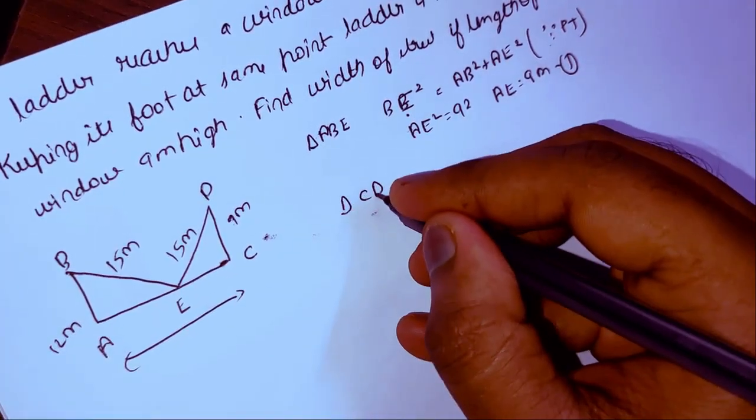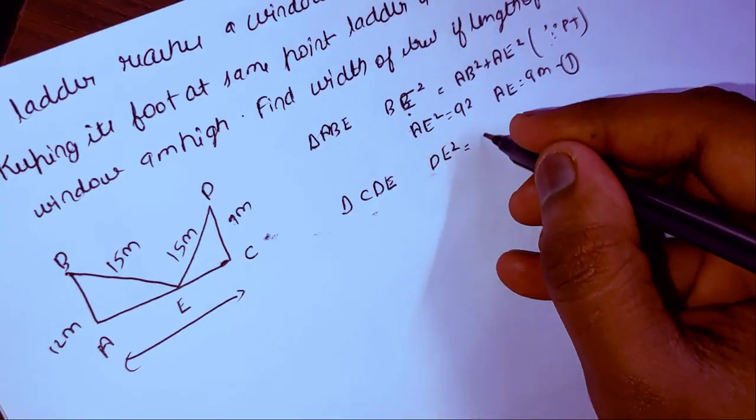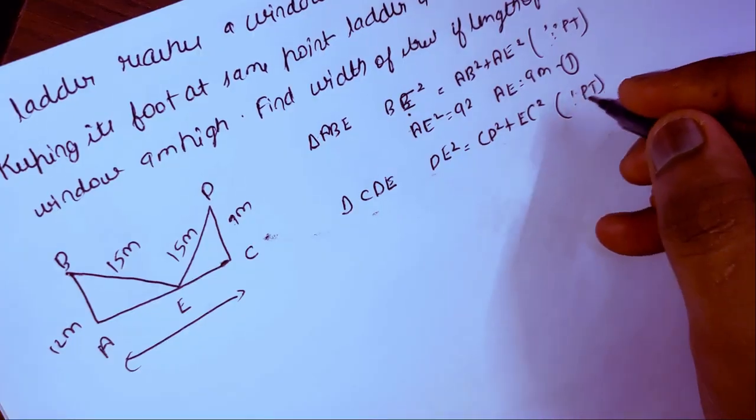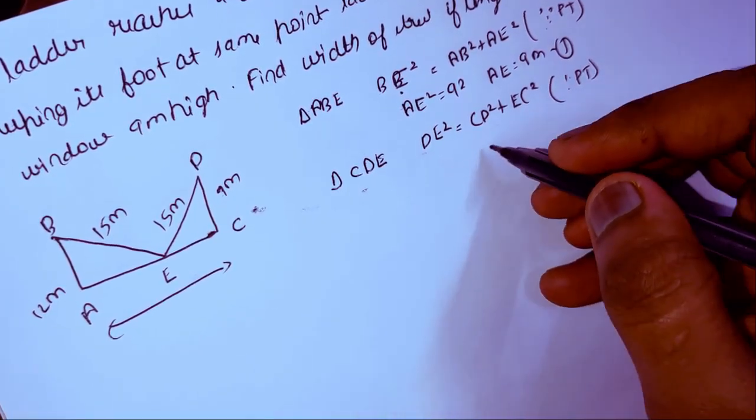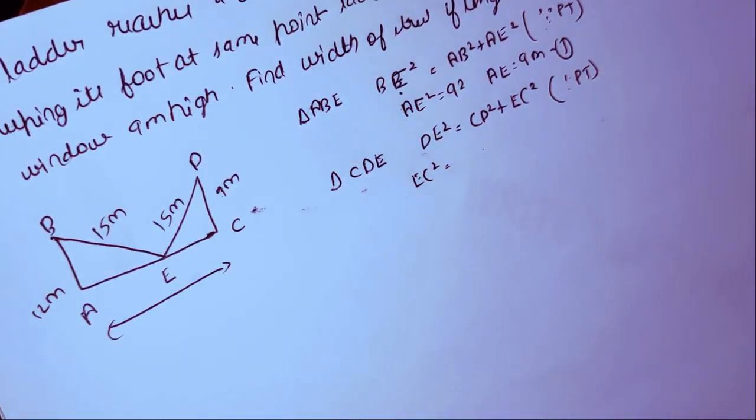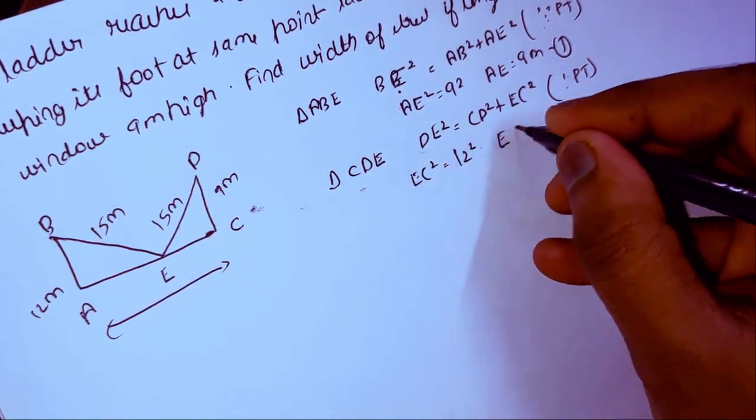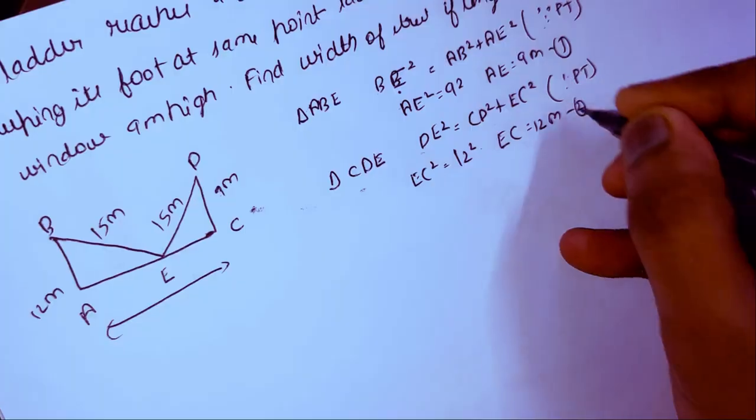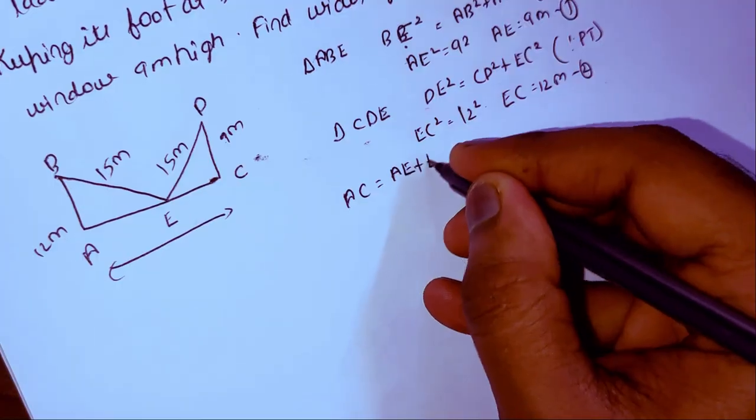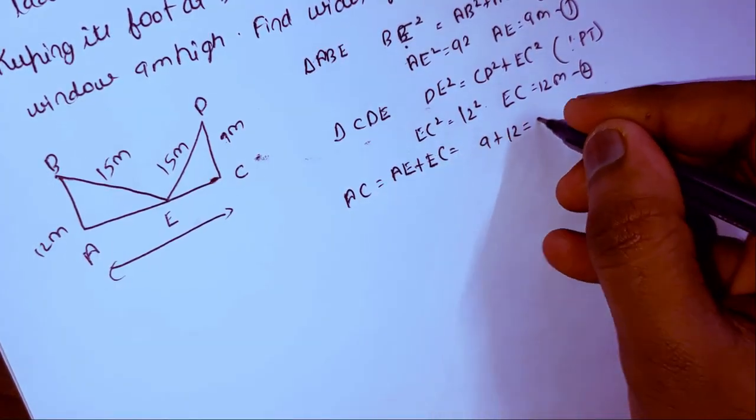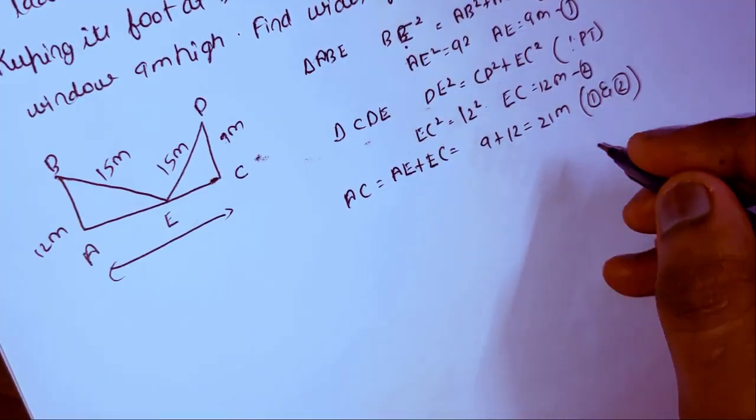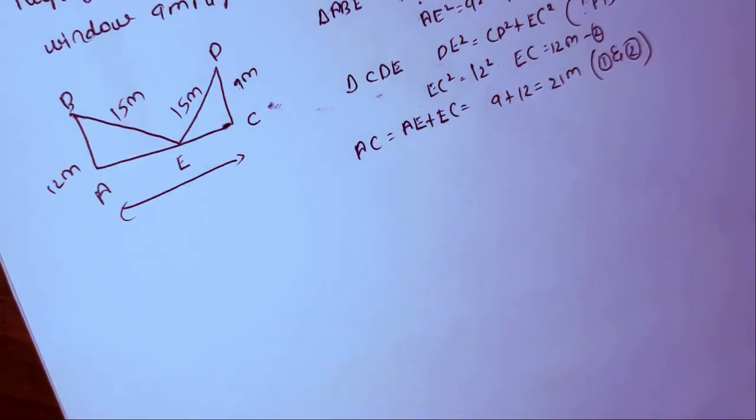Now from triangle CDE, DE square is equal to CD square plus EC square by Pythagoras theorem. Substitute DE is equal to 15 and CD as 9, you'll get EC square is equal to 12 square. EC is nothing but 12 meter. Second equation. Now AC is nothing but AE plus EC, 9 plus 12, that is 21 meter from equation 1 and 2. So the width of the street is 21 meter.